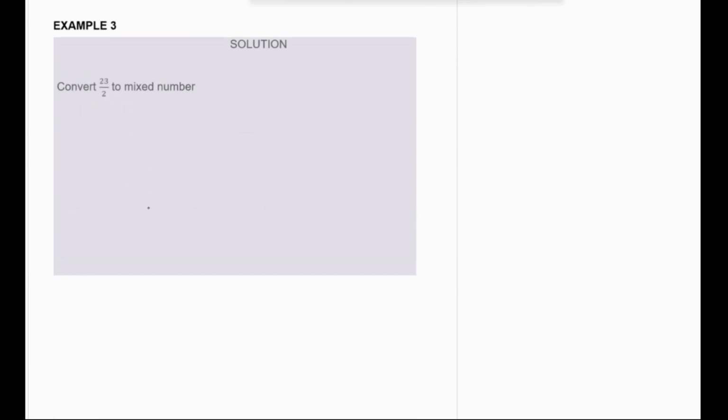All right, let's do example 3. Let's look at the multiples of 2, and then look at the highest multiple that is before 23. That would be 22, isn't it? So we can break 23 into 22 plus 1. So it becomes 22 plus 1 divided by 2.